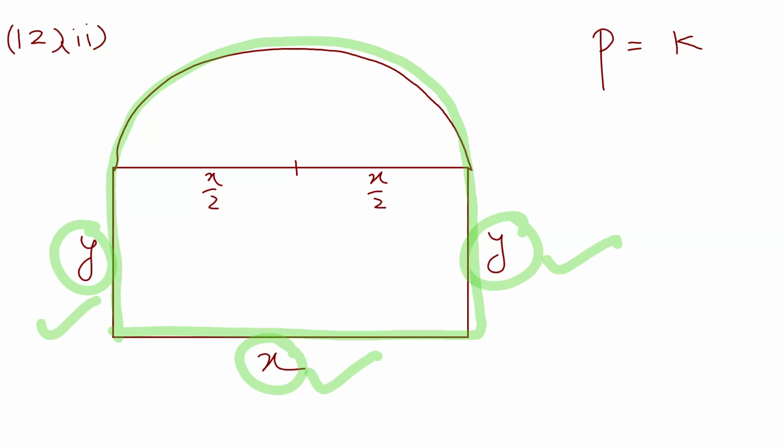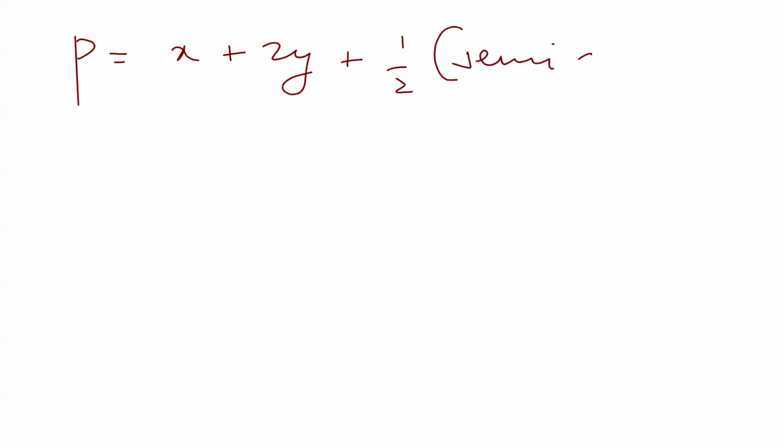Okay, so I'll take you to the next slide if you have copied this. Perimeter is k, perimeter is a constant. So perimeter is equal to x plus 2y plus half of the circumference of the circle. P is equal to x plus 2y plus half of the circumference. I'll just write this once again.